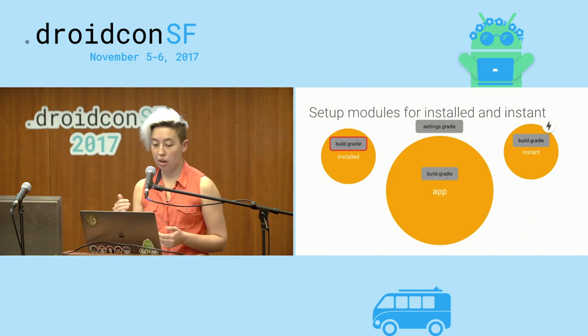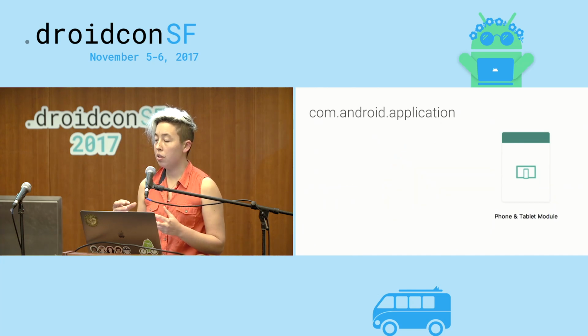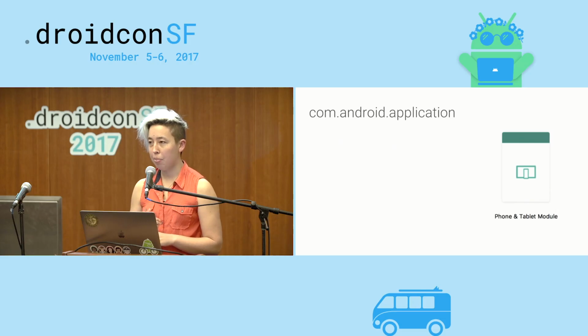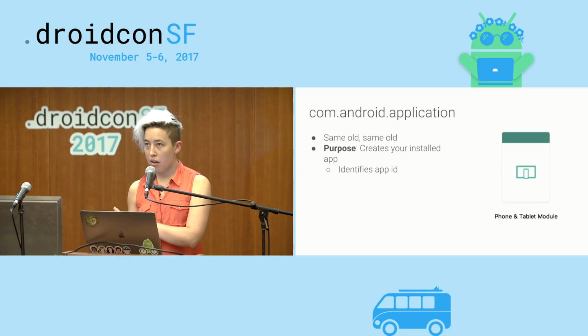All right, so let's take a look at what's going on in the Gradle file of the installed app. Each of these different Gradle files are differentiated in the way that they build by the Gradle plugin that's associated with them. So the installed app is going to be using the application Gradle plugin that you should hopefully be familiar with. Same old, same old. The purpose of this is to create your installed app. Thing of note, this is sort of the source of truth for your app ID. It's important that your app ID is the same for your installed app as your instant app, and your app ID lives here.